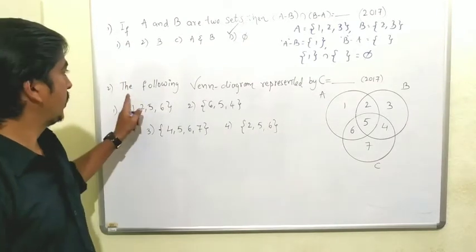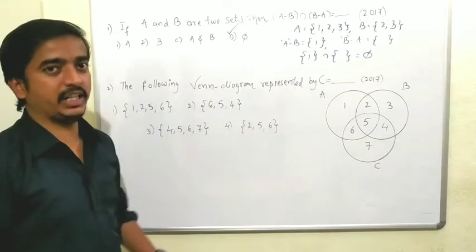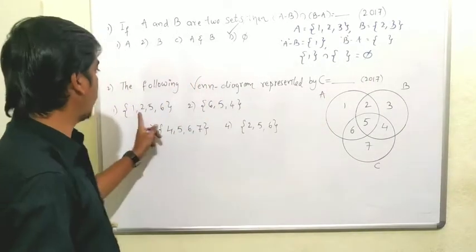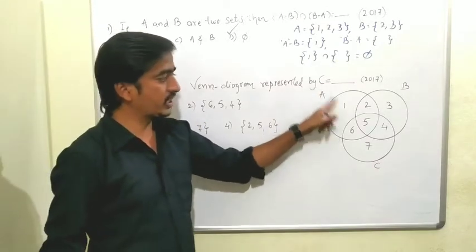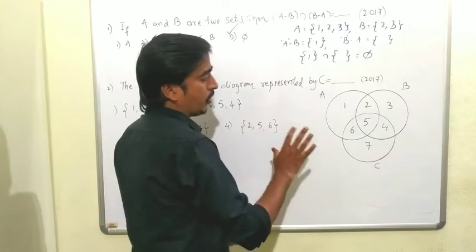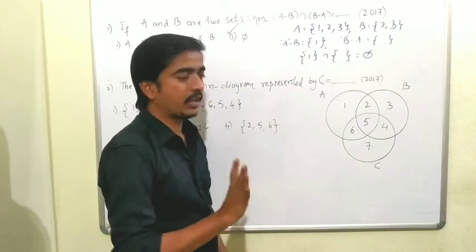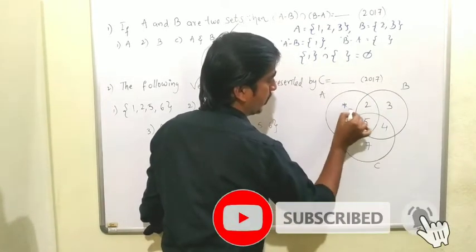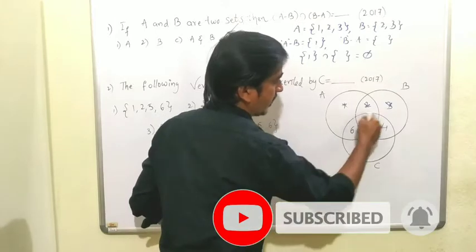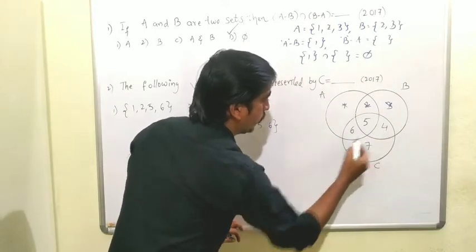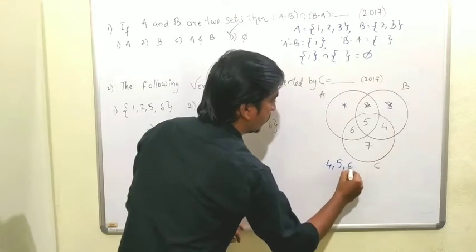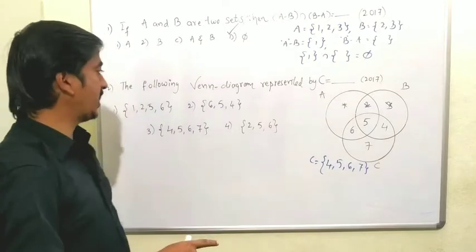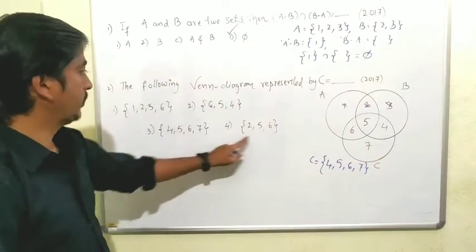Second question. The following Venn diagram is represented by C. Here he has given one Venn diagram, and we need to find the set C. These are the options given. Simply, what elements are outside the set C? Remove them. That's enough. So out of the set C, just remove 1, 2, 3. What elements are in the boundary of C? It is 4, 5, 6, 7. So the set C is 4, 5, 6, 7. Option 3.